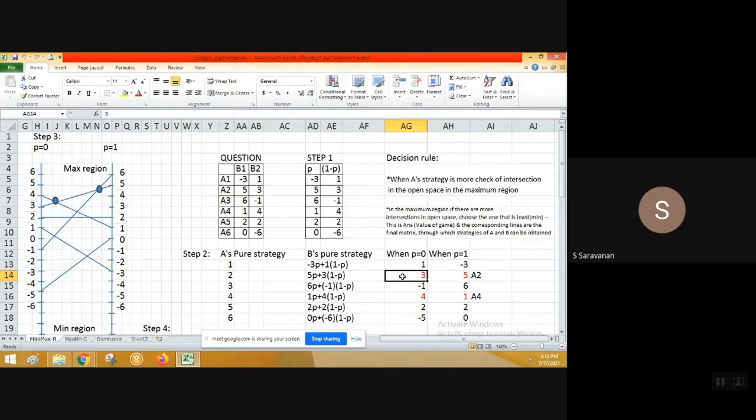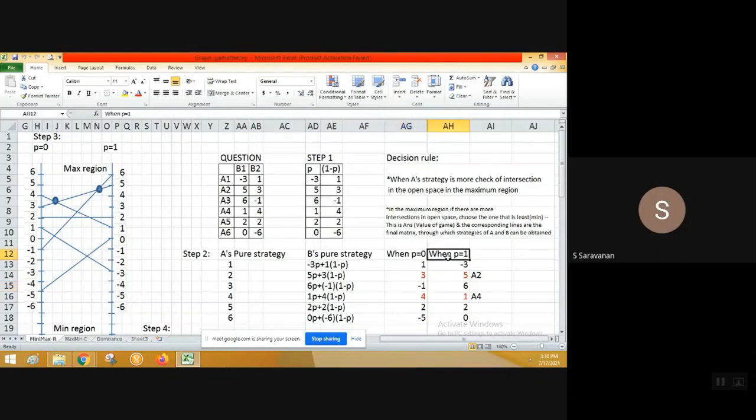As of now, the third one, when p is equal to 0, here p is 0 and here also p is 0, so you will get an answer of minus 1. By substituting like this, when you substitute p equal to 0 in the equation of P's pure strategy, you will get these answers.